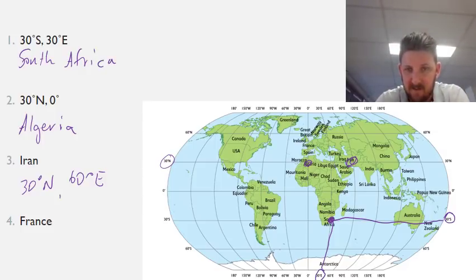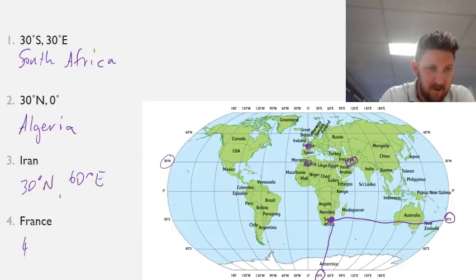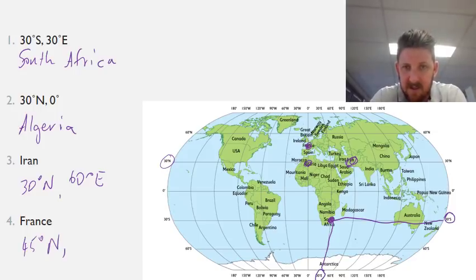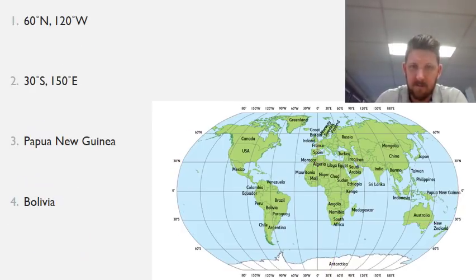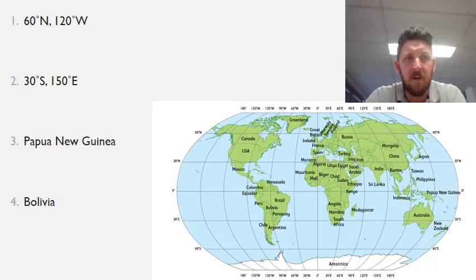Last one is France. Let's find France. Here's France here. So we look at it straight away and we go, okay, it's halfway between 30 degrees north and 60 degrees north, so it must be 45 degrees north. And we know that it is on the 0 degrees on the prime meridian. Well done.